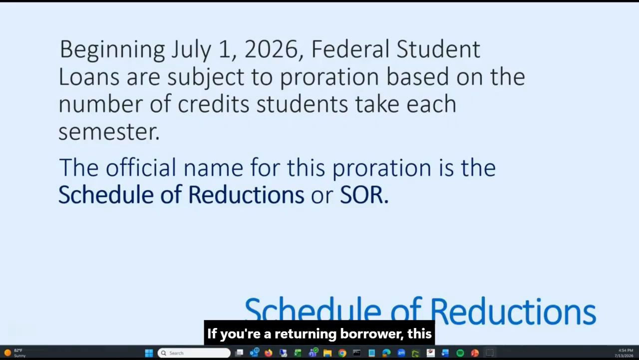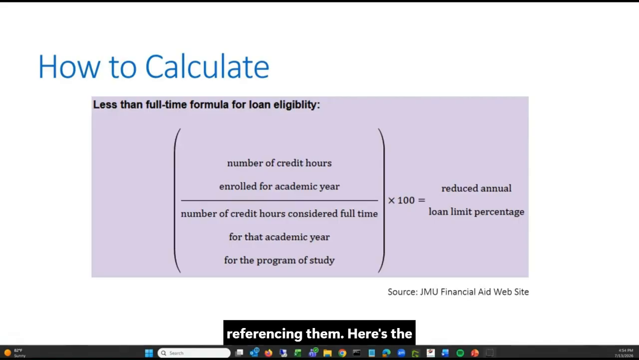If you're a returning borrower, this might mean that you're not able to request the same amount you're accustomed to borrowing. The prorations are called Schedule of Reductions, or SOR, or just loan proration, depending on who's referencing them. Here's the formula. The short version of this is that the calculation determines what percentage of full-time you're attending, then prorates your eligibility to that percentage of the maximum loan amount for a full-time student.